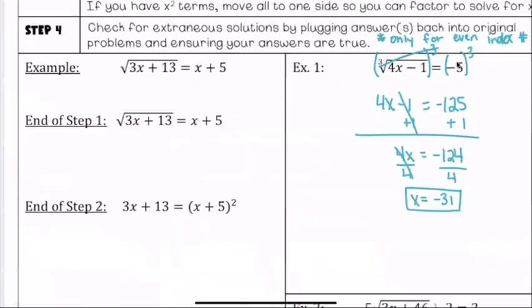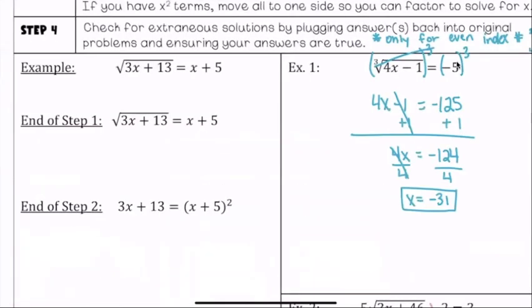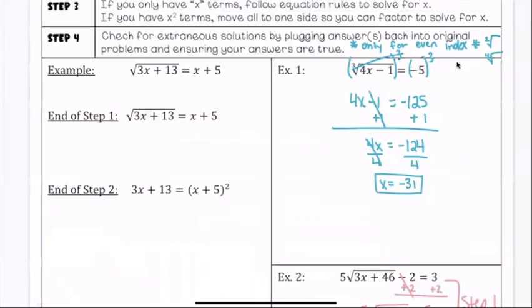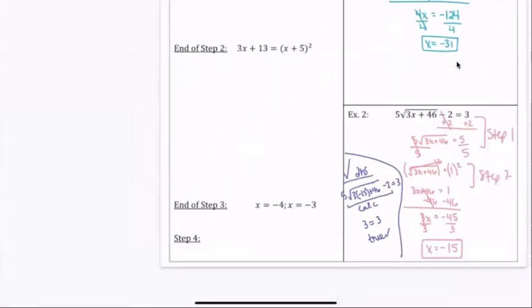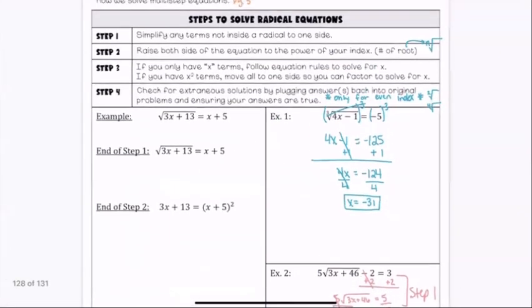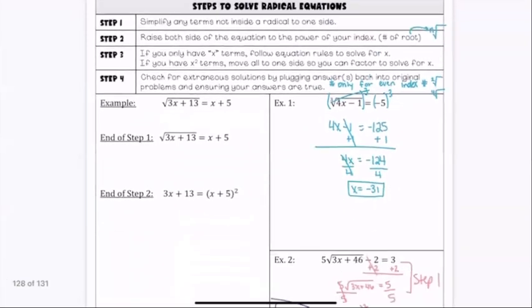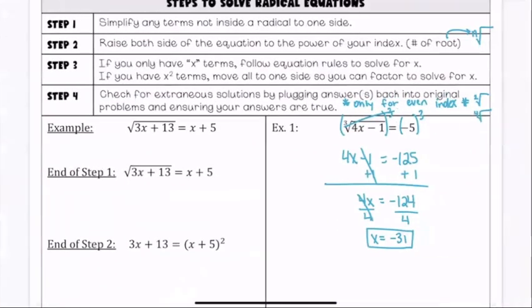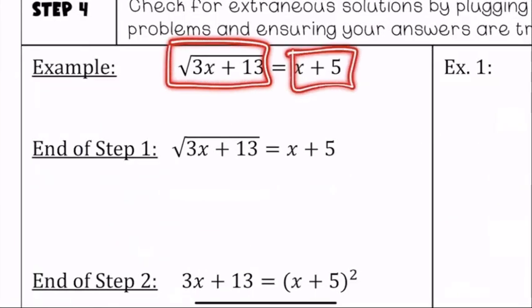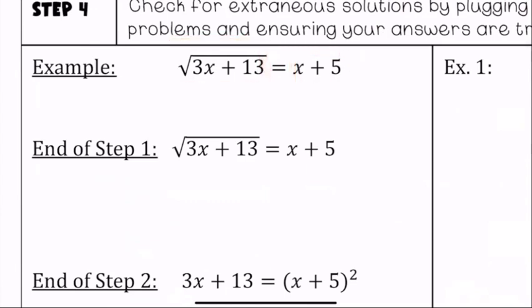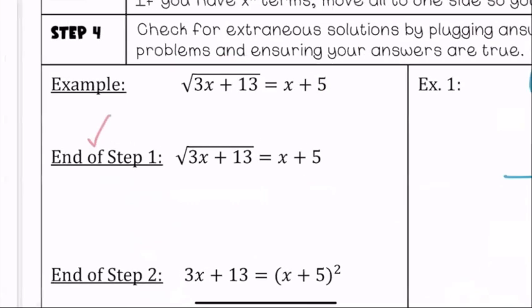Let's look at our original question over here. This is the unnumbered example. And this one you'll notice is going to give us 2 answers because we're going to have to factor. Let's go ahead and try this one. Step 1, simplify any terms not inside the radical to one side of the equal. As you can see here, I have just a radical on this side and then the non-radical stuff on this side. So we're already off to a good start. Here is step 1 done.